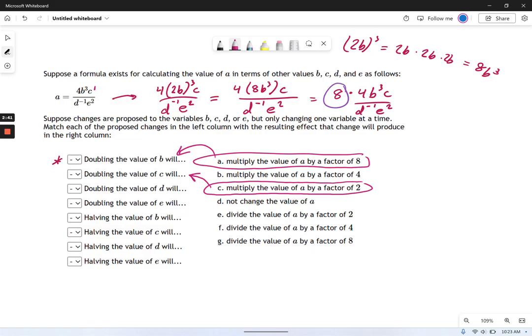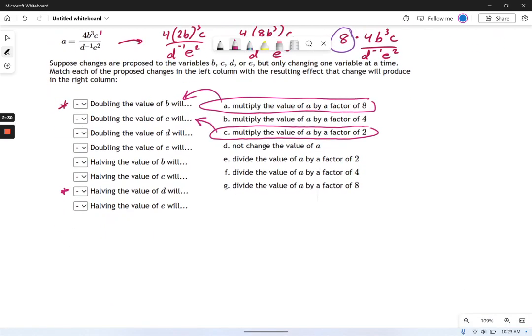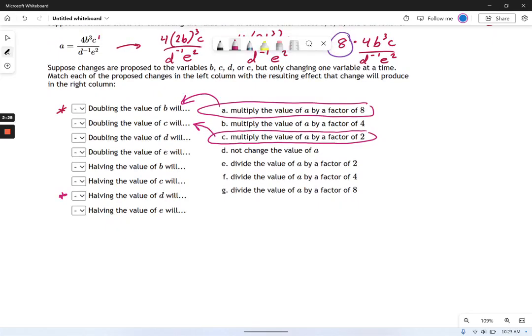If you were to do something a little more interesting, let's try one of the variables on the bottom. Let's try cutting them in half, for example. Let's take the value of d and cut it in half. So what's going to happen here is, let me write it out. I have 4b cubed c divided by, and now instead of d, I'm going to say 1/2 d to the negative 1 e squared. And as we simplify this, we have to remember what a negative exponent means.